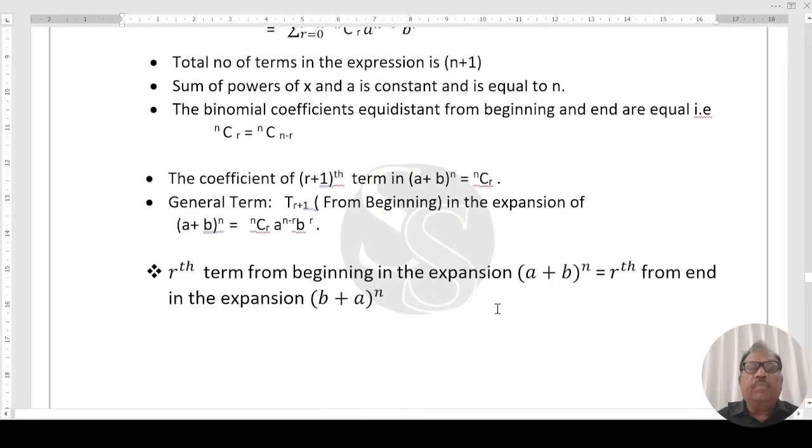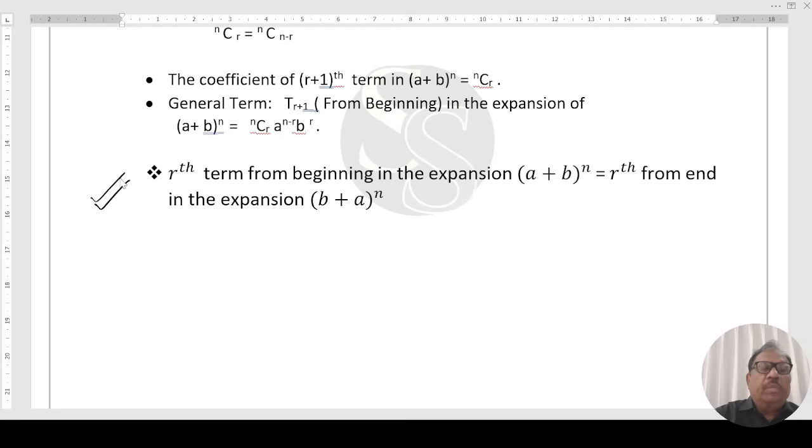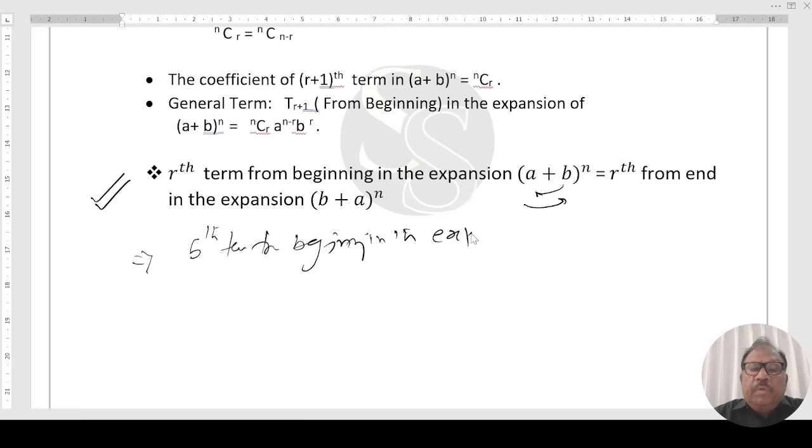Concept applicable and solution. Concept applicable is this one: rth term from the beginning in the expansion of (A plus B) power n is equal to rth term from the end in the expansion of (B plus A) power n, interchanging B as A and A as B. So what will be the fifth term from the beginning in the expansion of (2 power 1 by 4 plus 1 upon 3 power 1 by 4) power n?